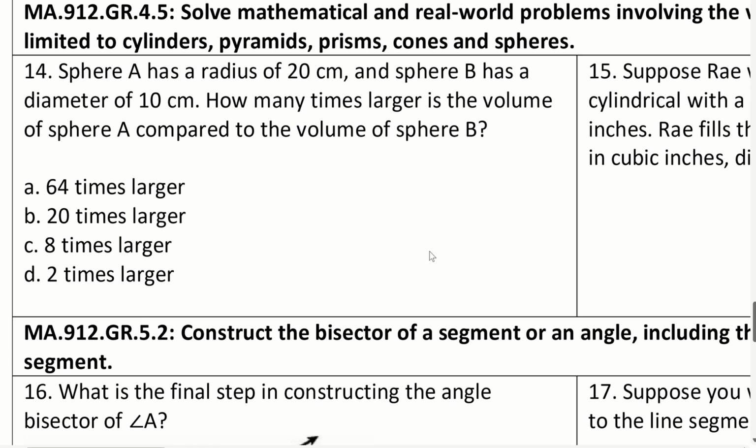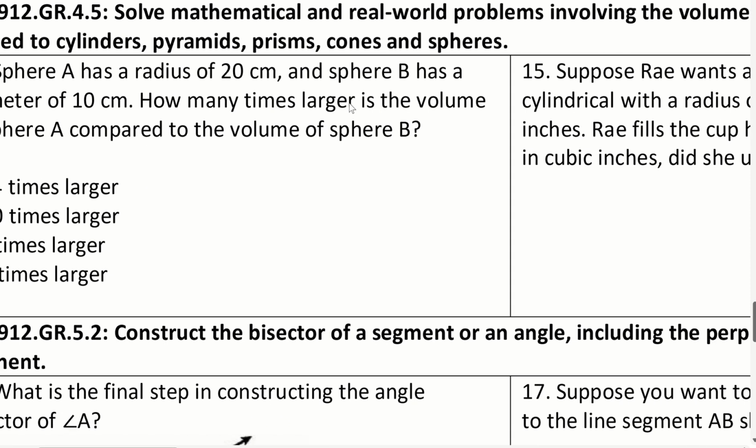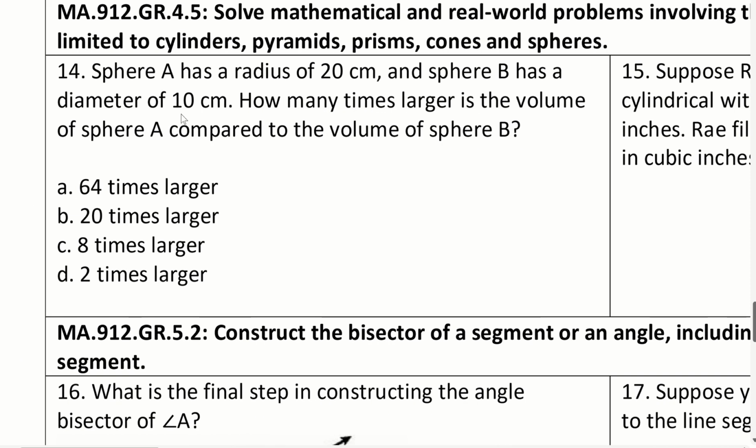All right, so number 14, it says sphere A. This is involving volume. So it says sphere A has a radius of 20 and sphere B has a diameter of 10. How many times larger is the volume of sphere A compared to the volume of sphere B? Okay, so we got a radius of 20, so R equals 20 for sphere A.